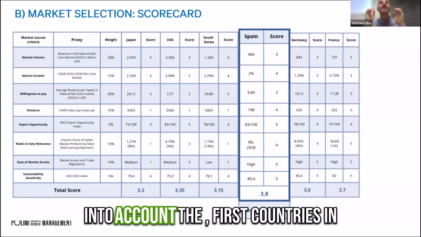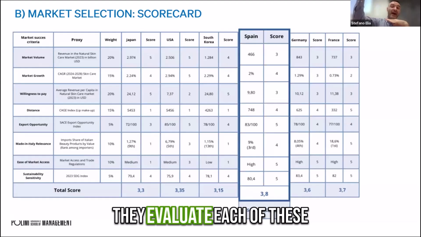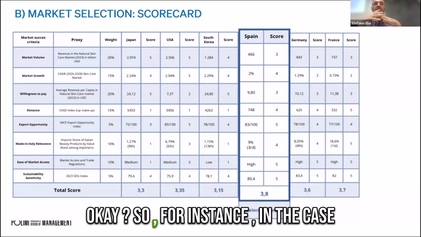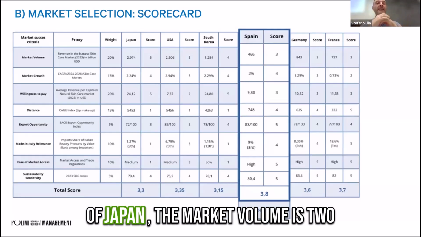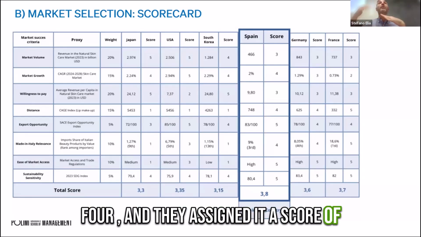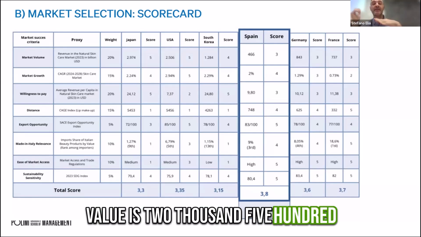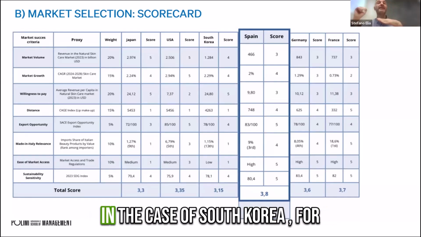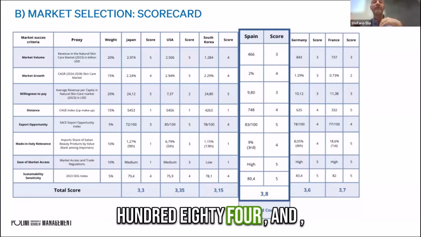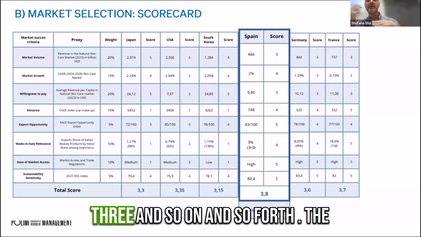So they took into account the first countries in terms of market volumes, and then they evaluate each of these countries based on each success criteria. Okay, so for instance, in the case of Japan, the market volume is 2,974, and they assigned a score of 5 because it's a very high value. In the case of the United States, the value is 2,506 and the score assigned is 5. In the case of South Korea, the market volume is lower, 1,284, and therefore they assigned a score of 4. Okay, in Spain it is even lower. They assign a score of 3, and so on and so forth.